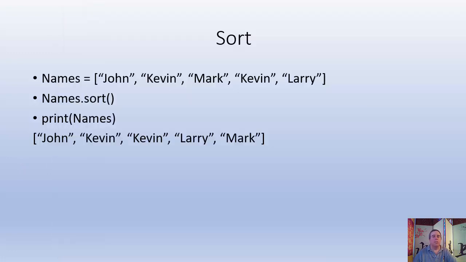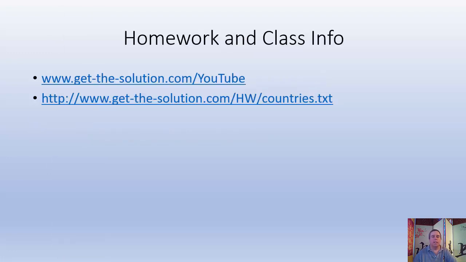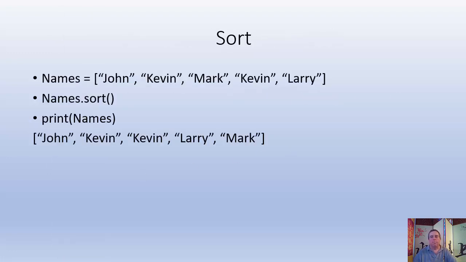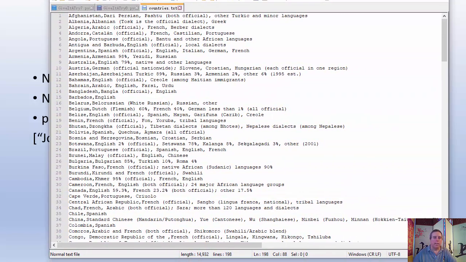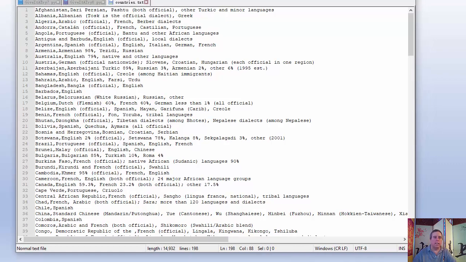Now what we want to do is a little bit of homework. I had a lot of trouble getting the homework file onto the website. So instead I gave you a link. So I put the file on the website another way and had to give a link. Let me show you what that homework file looks like. Here it is. It's called countries.txt.